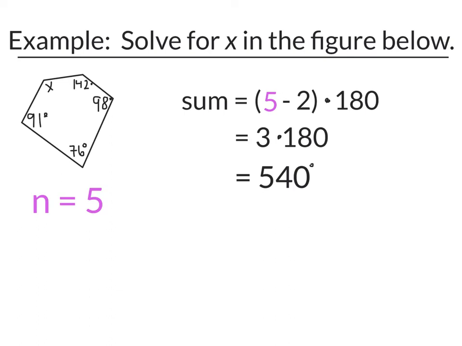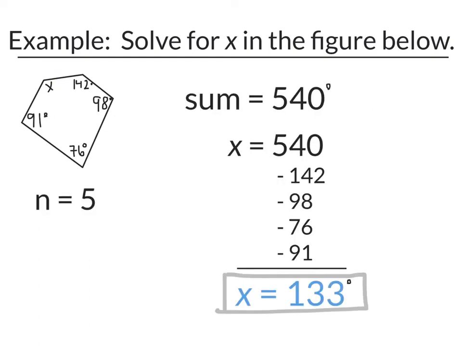But we're not done here. I didn't ask you to find the sum. I asked you to find one particular specific angle. If all the angles were equal, I could just take that 540 and divide it by 5. But they aren't all equal. They're all different. So now I need to subtract each of these angles off of 540, and what's left will give me the measure of x. As you can see, I started with 540, I subtracted off 142, 98, 76, 91, and I was left with 133. Final answer, x equals 133 degrees.